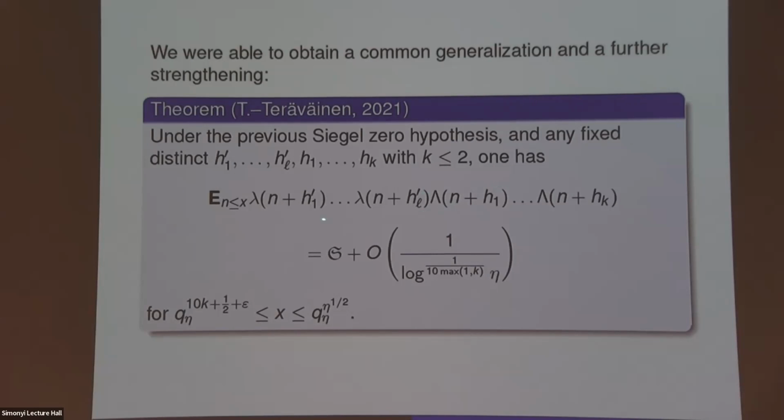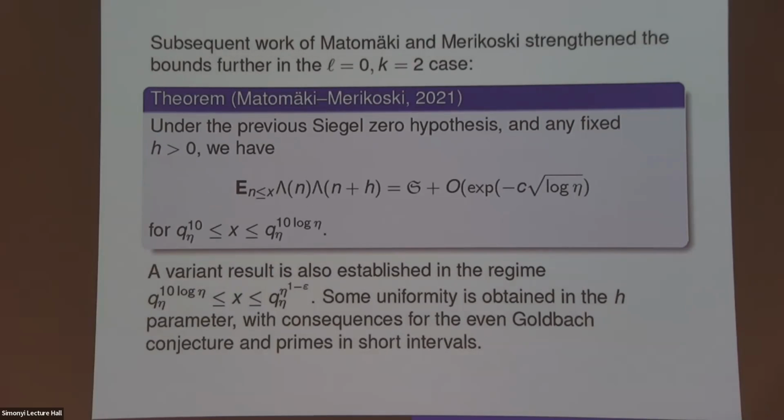Subsequently, one case of this result has been sharpened quite a bit. So if you restrict back to pair correlations of the von Mangoldt function, so twin prime type problems, but they can also handle Goldbach type problems now. So no Liouville, just two copies of von Mangoldt. More recently, Matomäki and Merikoski were able to get a much better bound. We were getting a log type bound, and they actually got more like a quasi-polynomial type bound in eta. Well, okay, that's if x is not too large, so let's say less than q to the 10 log eta. They can actually get results up to q to the eta to the 1 minus epsilon, but then the bound becomes a bit more complicated. I didn't want to write it down here.